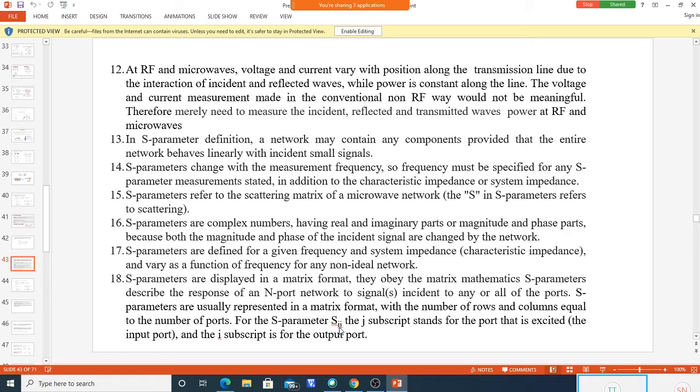Based on the subscript, for example 1, 2: 2 is the incident port and 1 is the output port. Or if it is S21, then 1 is the input port and 2 is the output port. So here you have to see which number is there, I and J. The second subscript is for the incident port, and the first subscript represents the outgoing port, the wave going out. That is the notation used, Sij.